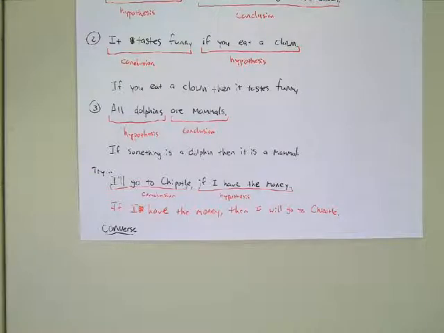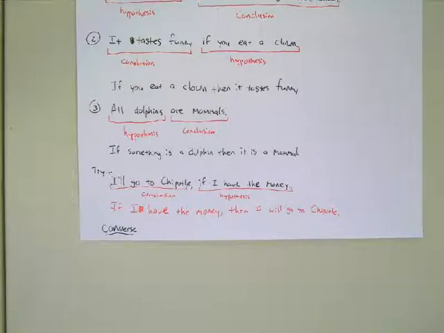Now let me talk about that, right? So that's the converse. If something is a mammal, then it is a dolphin. So the original statement, if something is a dolphin, then it's a mammal. Is that a true statement? Yeah. If you're a dolphin, you're a mammal, right? Dolphins are mammals, okay? But now we do the converse of that. If something's a mammal, then it is a dolphin. Is that a true statement? No, not necessarily, right?